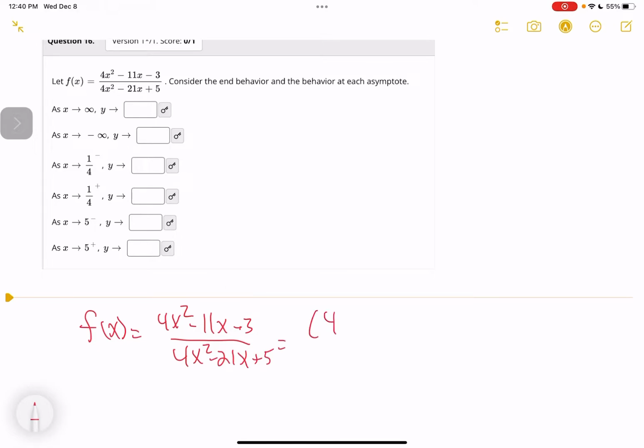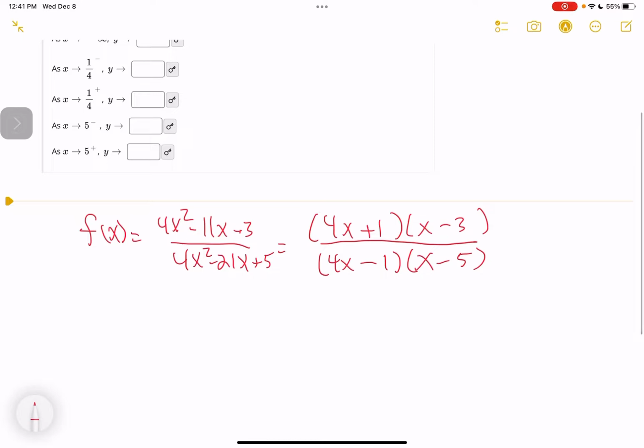Looks like the numerator factors to be 4x times x, looks like a minus 3 and a plus 1. The denominator factors to be 4x and then an x minus 5 and then a minus 1. Looks like that goes to minus 21 there. And nothing's going to factor out.